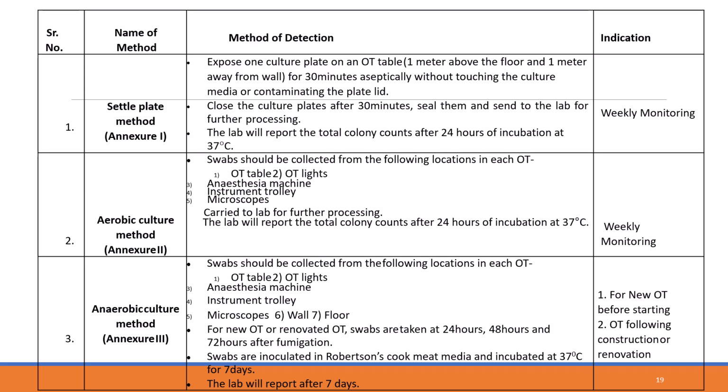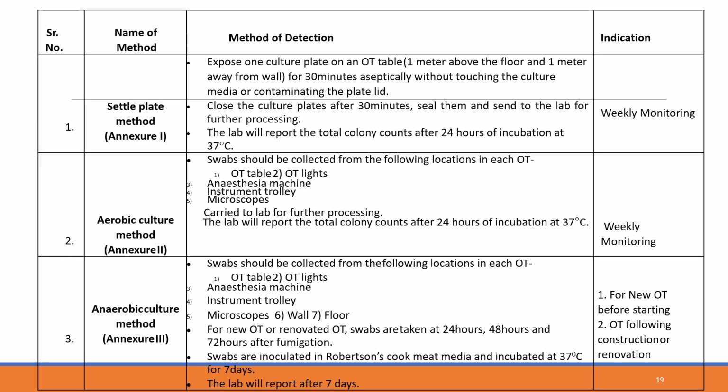So this should be done. Settle plate should be done weekly. Okay, now the second is the aerobic culture method. In this, swabs should be collected from the following locations in each OT: OT table, OT light, anesthesia machine, instrument trolley, microscope, and carried to the lab for further processing. The lab will report the total colony count after 24 hours of incubation at 37 degrees. So it is also done weekly.